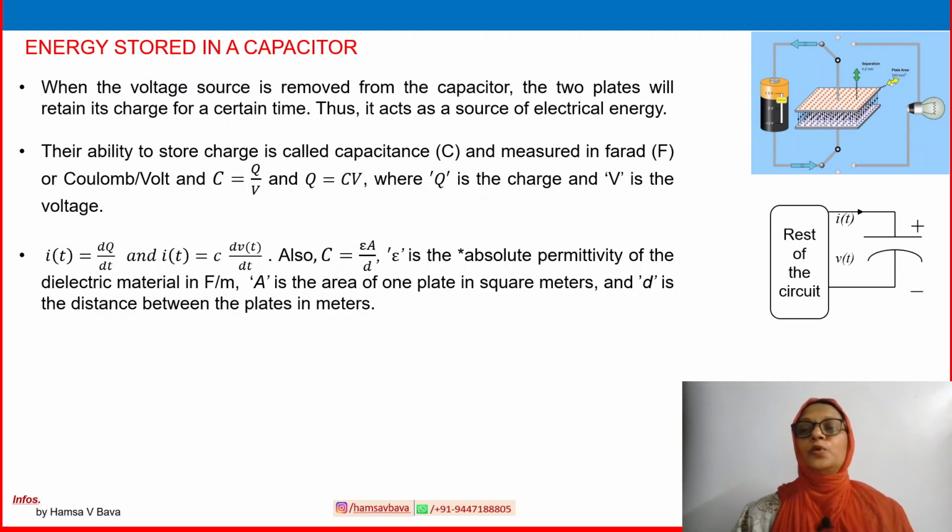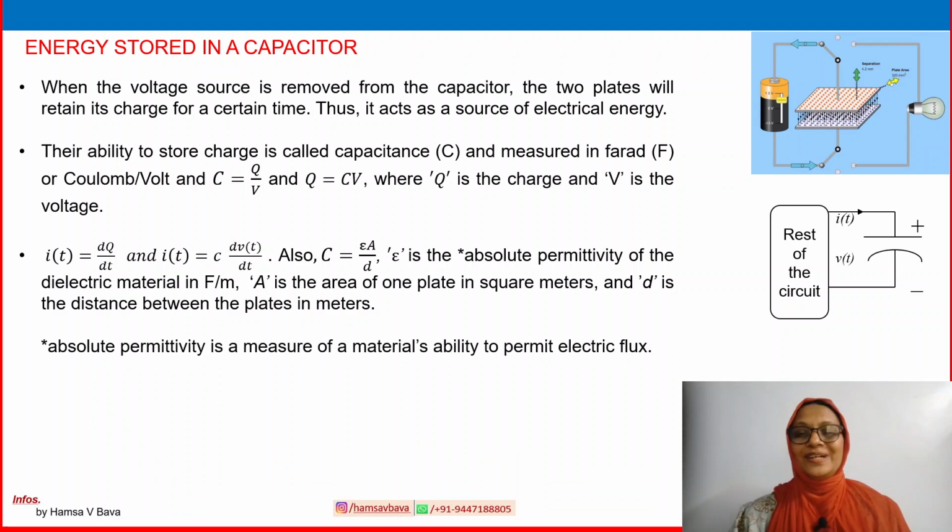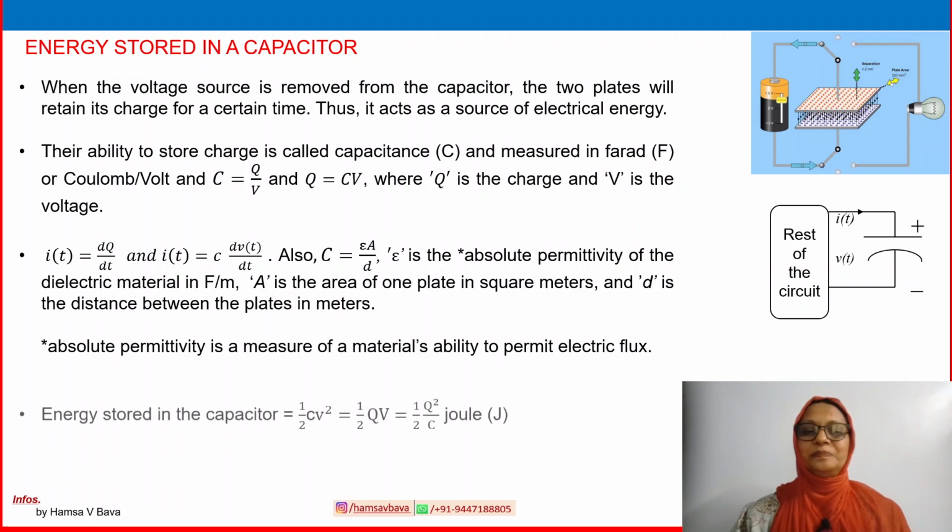Also, we have C is equal to epsilon A by D in terms of dimensions, where epsilon is the absolute permittivity of the dielectric material that is kept in between the two plates of the capacitor. That is in farad per meter permittivity. A is the area of one of the plates in square meters, and D is the distance between the plates in meters. So, we have C is equal to epsilon A by D. Then what is this absolute permittivity? It is a measure of a material's ability to permit electric flux.